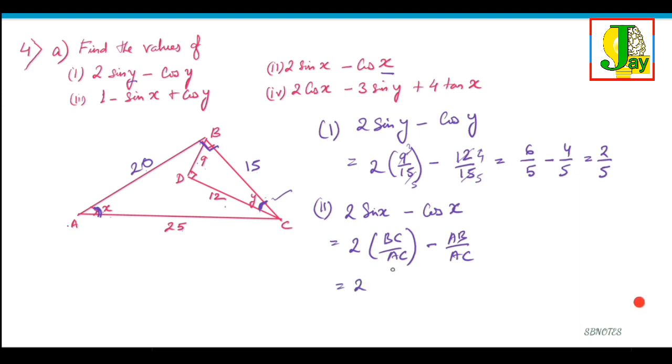That's 2 into BC, 15 by 25, minus AB by AC, that's 20 by 25. Since the denominators are the same, you can cancel them, but I'll keep it like that. LCM is 25. 2 into 15, 30 minus 20, that's 10 by 25. On simplifying, we get 2 by 5. That also comes to 2 by 5.